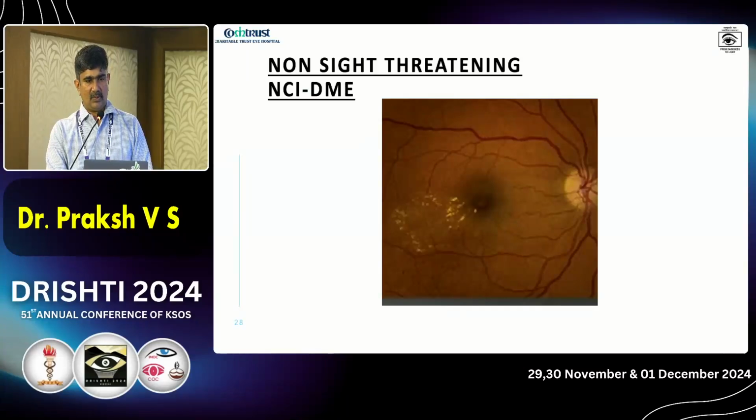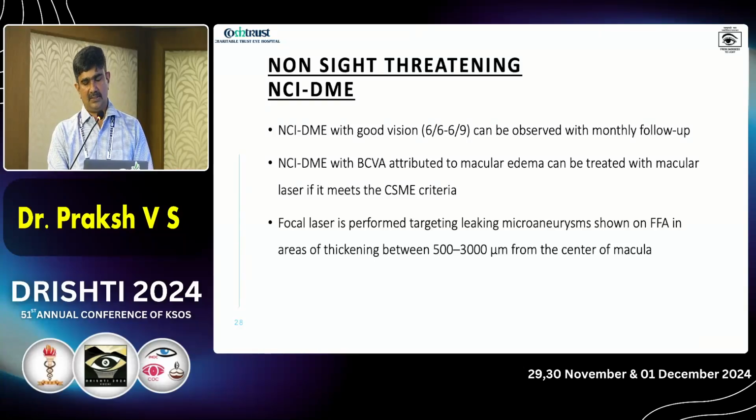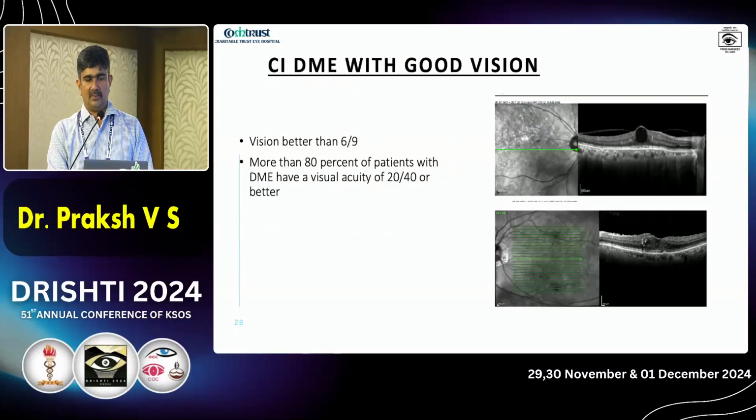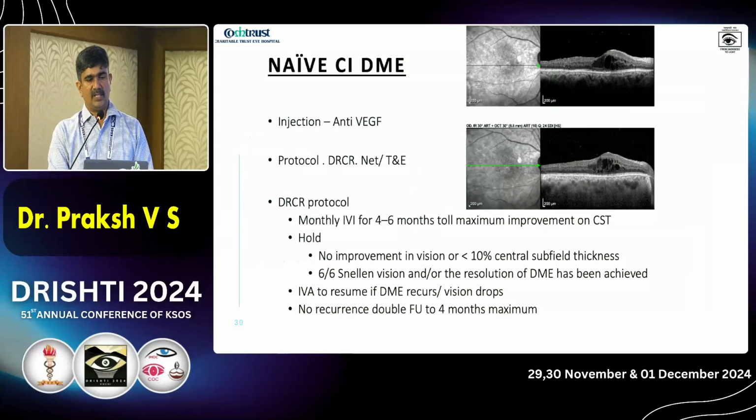So coming to the DRCR diabetic macular edema protocol: if you have a non-sight threatening, non-center involving DME and vision is good, you can observe this patient. But if there is parafoveal fluid which is causing symptoms like metamorphopsia, then you can treat it with focal laser if there are treatable microaneurysms there. Center involving DME with good vision, the studies show that they can be observed, or most of the patients do well with observation alone. Injection is only required if there is a drop in vision or a worsening of macular edema.